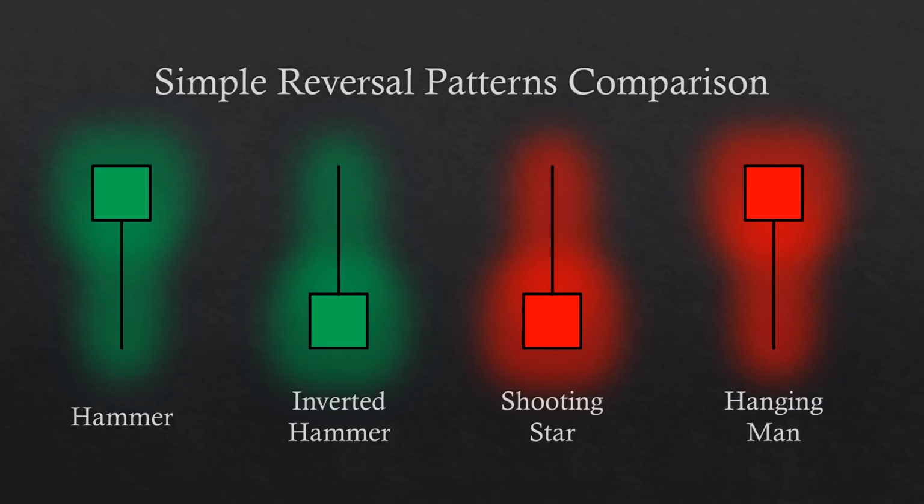For instance, the hammer is very similar to the hanging man. The only difference is that one has a bullish body and the other has a bearish body. However, the fact that the hammer appears in a down move means it will signal a possible reversal to the upside, while the hanging man appearing in an upper move means a possible reversal to the downside. Notice that the quality of the candle body dramatically changes the logical interpretation of the candlestick pattern.